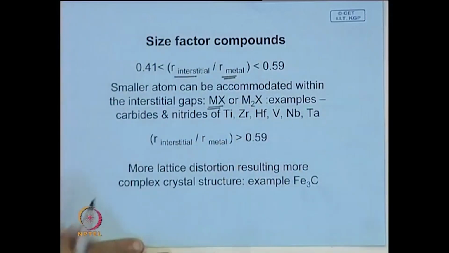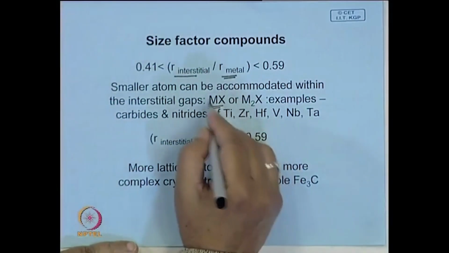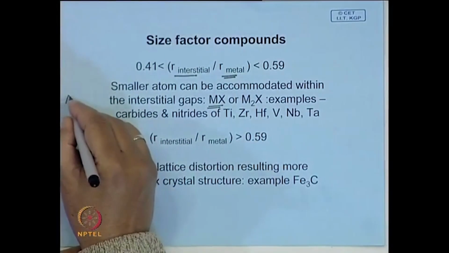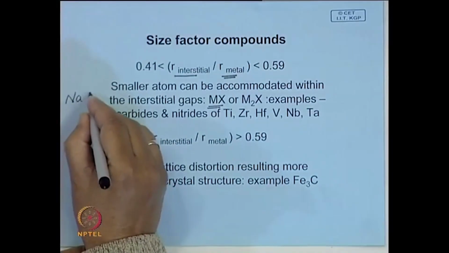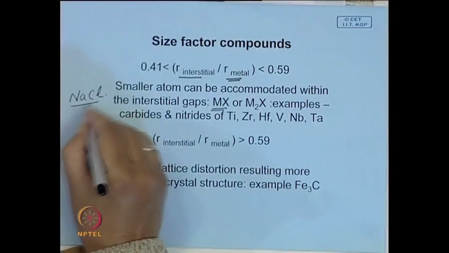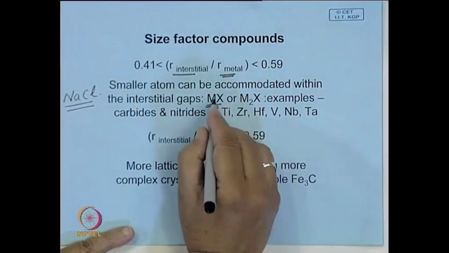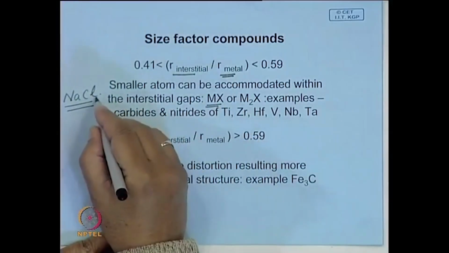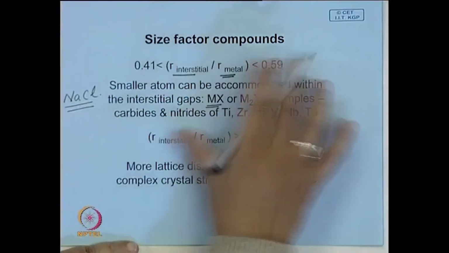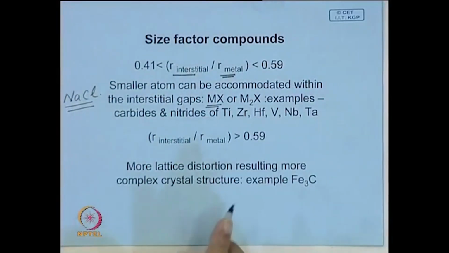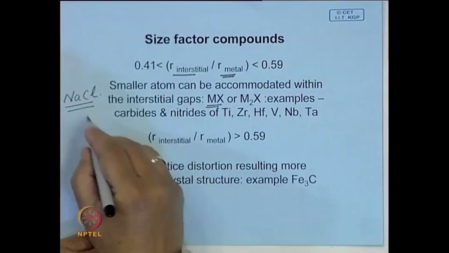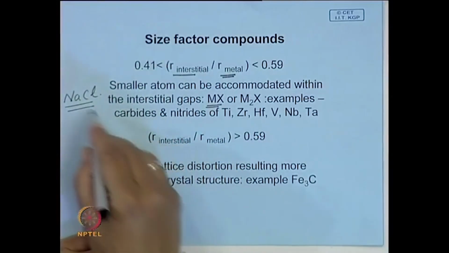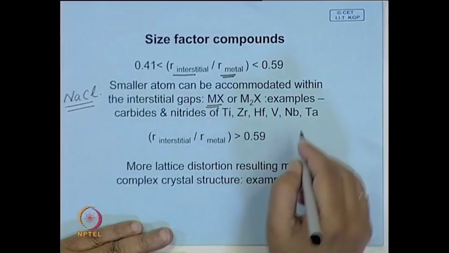Here the crystal structure is a little simple. You may find it very similar to the crystal structure of sodium chloride. In the case of MX, one will occupy the sodium positions and the other the chlorine positions. This type of structure is rather simple, and nitrides are simpler than carbides.